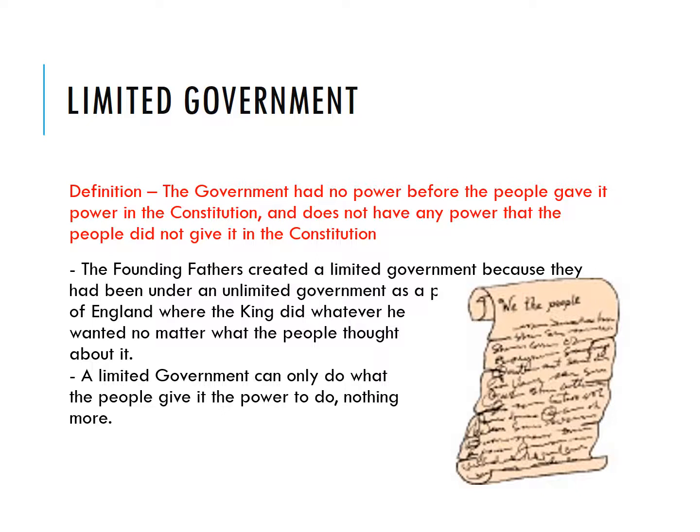Okay, limited government. The government had no power before the people gave it power in the Constitution, and it doesn't have any power that the people didn't give it in the Constitution. It can't do anything that the people didn't give it in the Constitution. Okay, so let me break that down for you again. So the government is created by the people. Remember, popular sovereignty. People are the most important thing, right? So we created the Constitution, meaning people in the United States back in the day created the Constitution, okay?